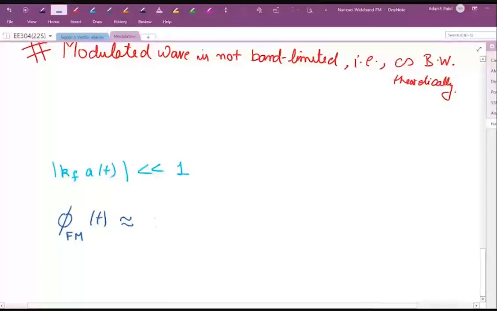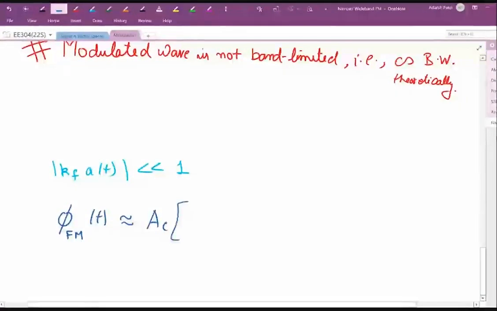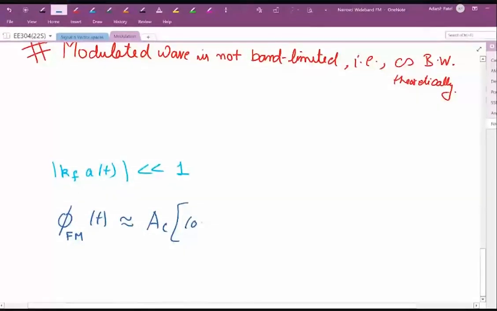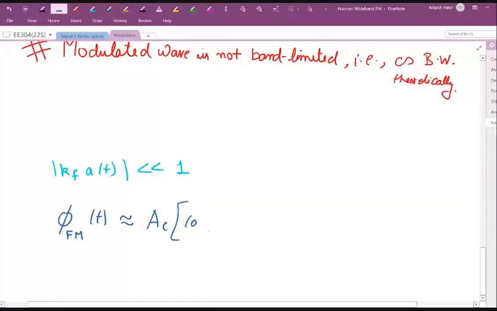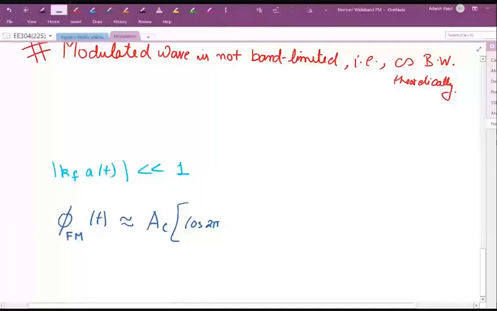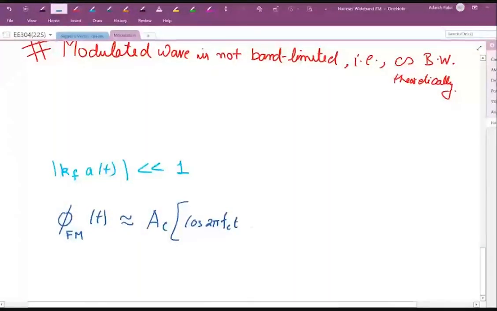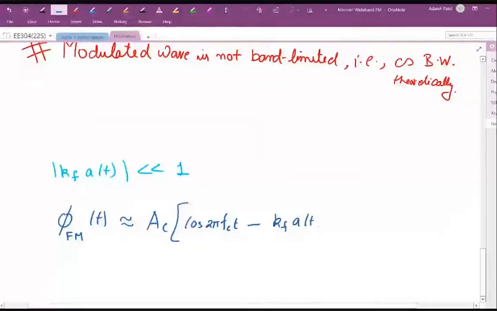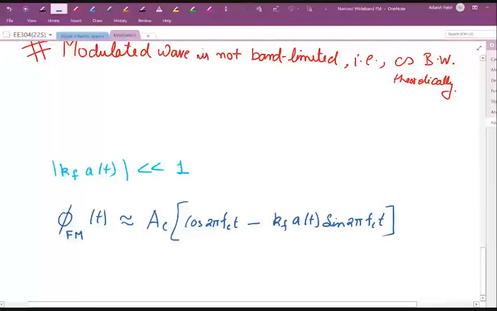This becomes AC, the carrier wave, the unmodulated carrier, cos 2 pi fct minus kf at sine 2 pi fct. Now, just now what we have seen. Now, if I see this, so this is linear modulation. This is linear. The above one was non-linear.